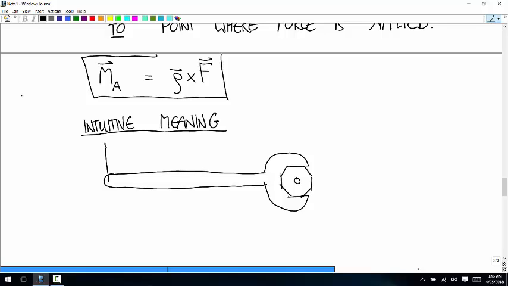Well, let's think about this. Yeah, that's right. So that's F. This here is the point P. This is the point A. And this is the vector rho.